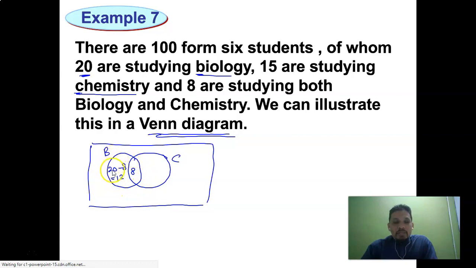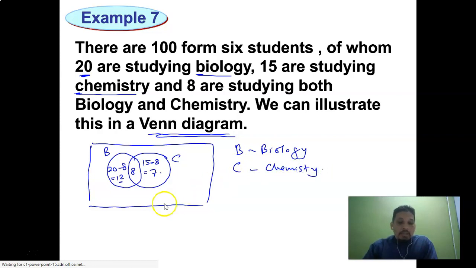Okay. The 20 students studying biology is all of this. The whole of this circle is for the students studying biology, 20, all of them. But among those 20, 8 are taking biology and chemistry. So those students taking biology only equal to 12. And the same thing goes for this one here. So 15 minus 8 equal to 7. So B stands for students taking biology, and C for those taking chemistry.